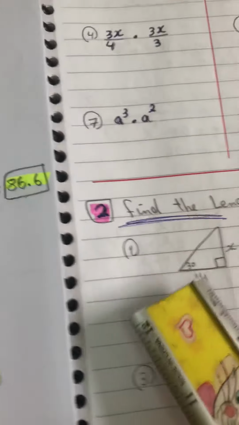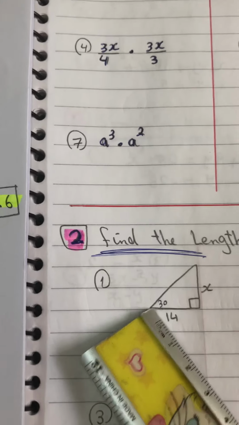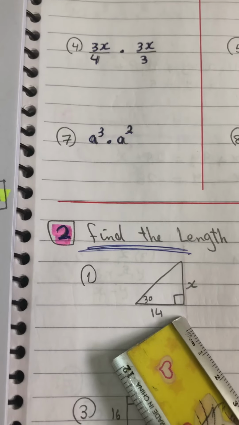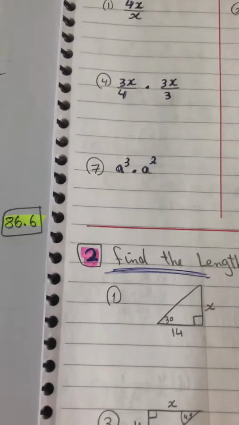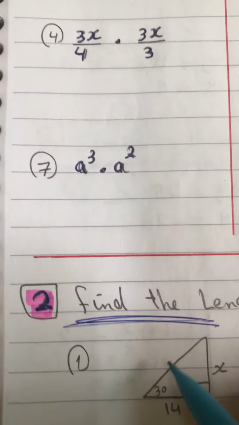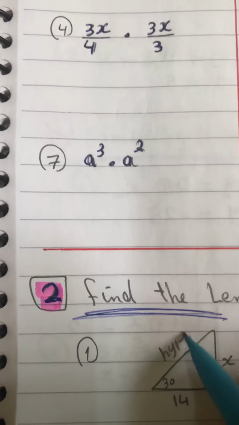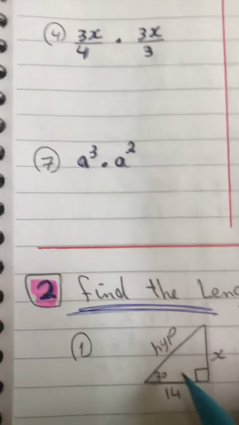Okay, here he gives me angle 30, and I have here a right angle triangle. The side facing the right angle, we call it hypotenuse, and according to the angle he gave me, this will be opposite and 14 will be adjacent. Of course you know that tan is opposite over adjacent, so tan 30 equals x over 14, like this.